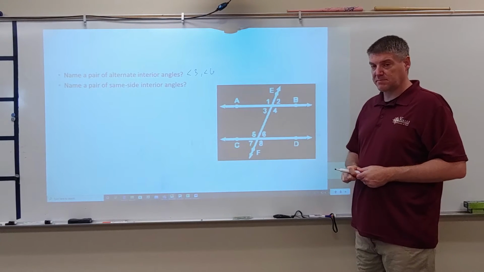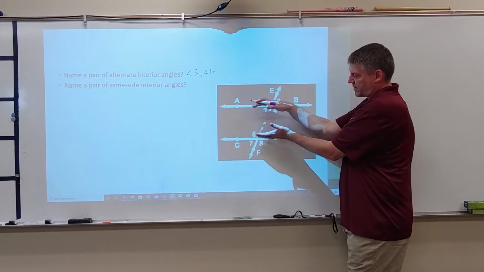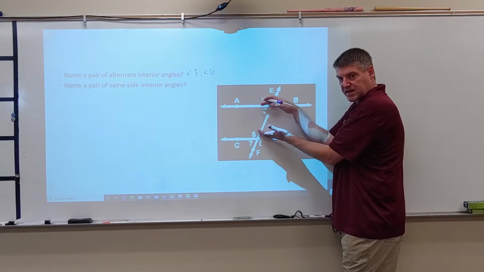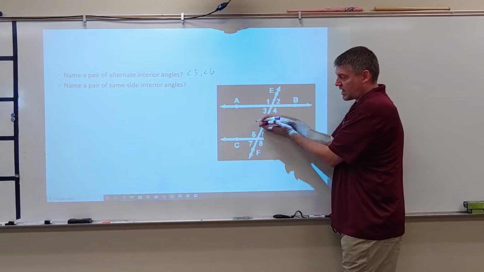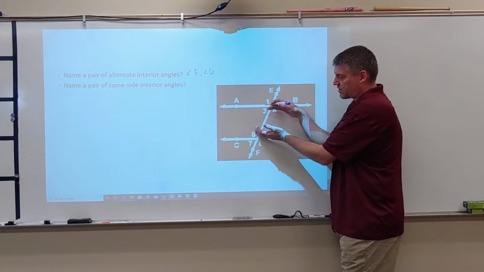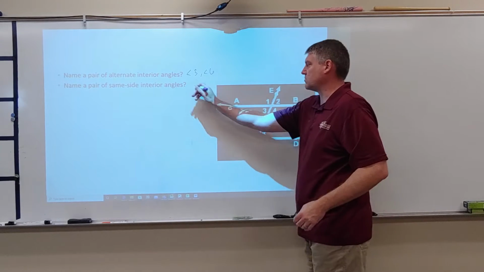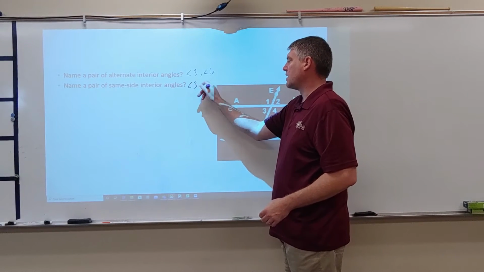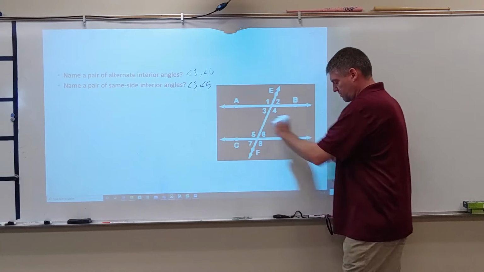Name a pair of same side interior. So I have my two lines. I have to be on the same side, on the inside, same side interior. So this is interior, same side of the transversal. So I'm going to say angle 3 and angle 5. So these two right here.